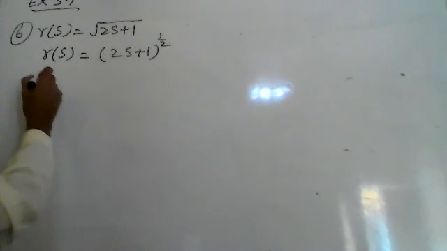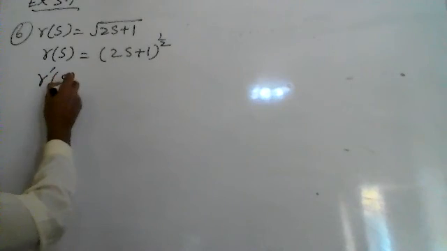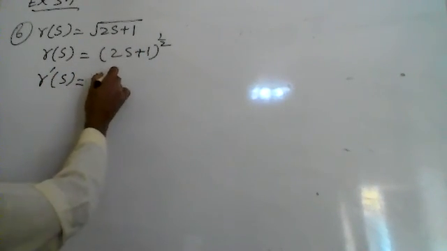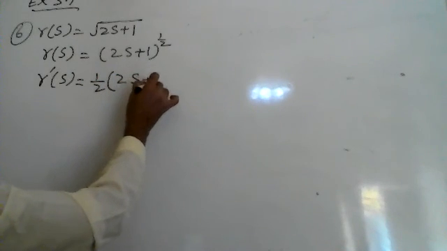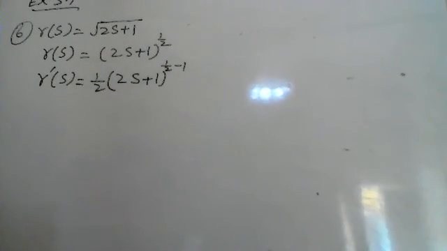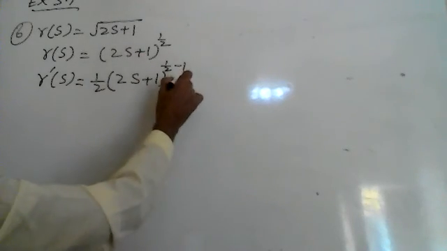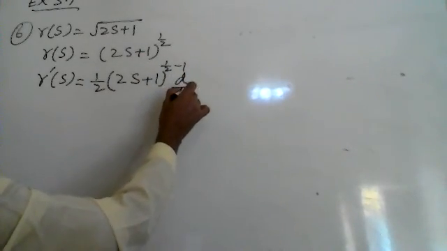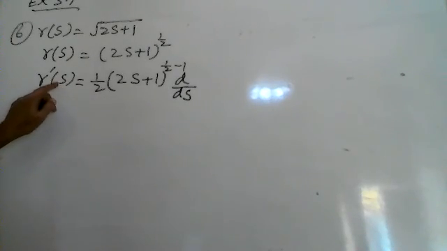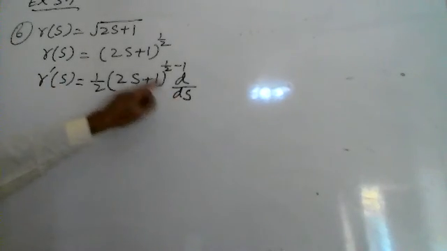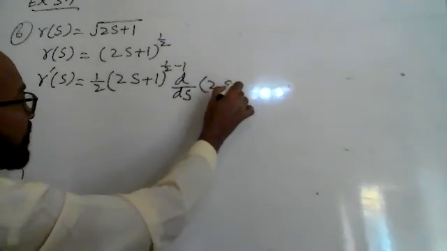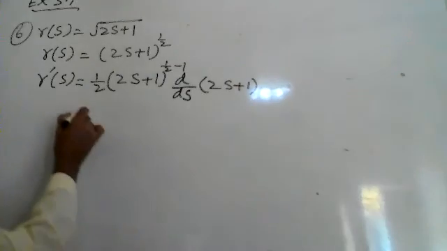So we will take the derivative r dash s. First of all, the power will be shifted over there, and 2s plus 1 raised to power 1 over 2 minus 1. Then we will multiply by the derivative with respect to s, not x. The variable is s. So we will take the derivative with respect to s of what is inside the bracket.